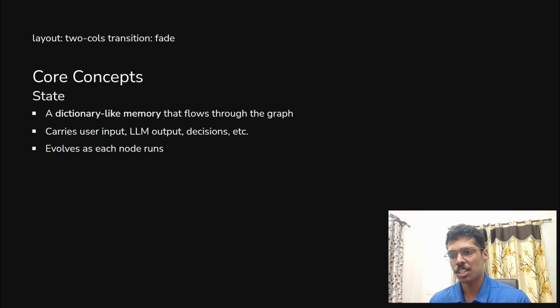State is a dictionary memory. It's like a dictionary that flows through the graph. It has the user input, LLM output, decision, etc., and it evolves as each node runs. It holds the state of the whole graph, and it can be considered a structured, mutable dictionary. You can update the state after each iteration of the graph. If one node is done, the state gets updated. If another node is run, the state gets updated again. So basically, LangGraph stores the state of the chain or the conditional flow or data flow. That's what state does.